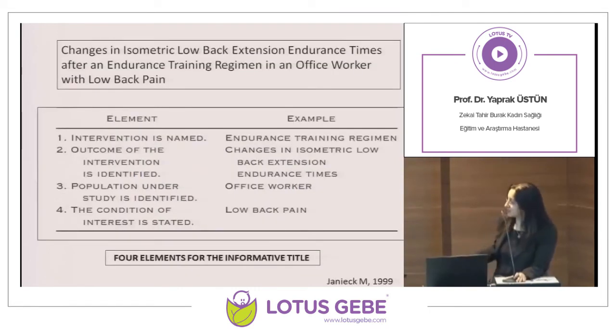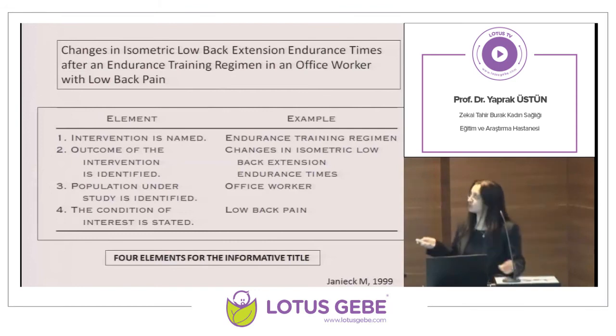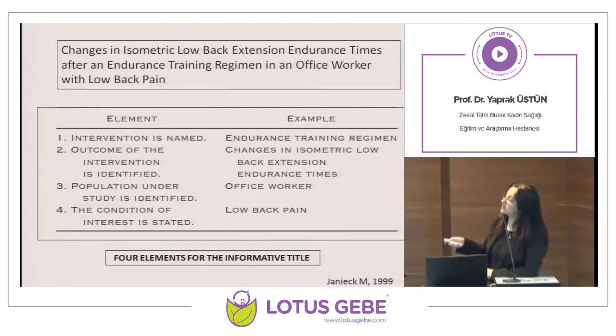According to GENIEC, 4 elements should be present for an informative title. What are they? Let's look at an example. The title of the case report is Changes in Isometric Low Back Extension Endurance Times After an Endurance Training Regimen in an Office Worker with Low Back Pain. You see, the intervention should be named in the title. What's the intervention here? Endurance Training Regimen.